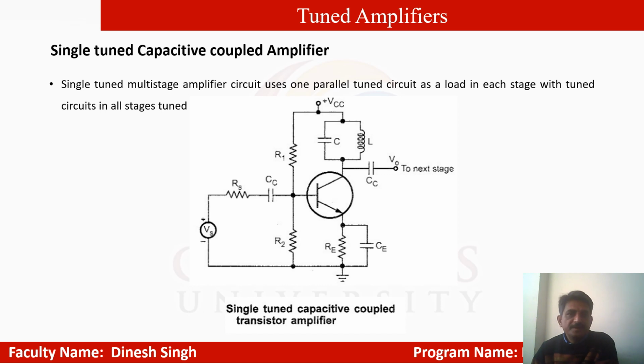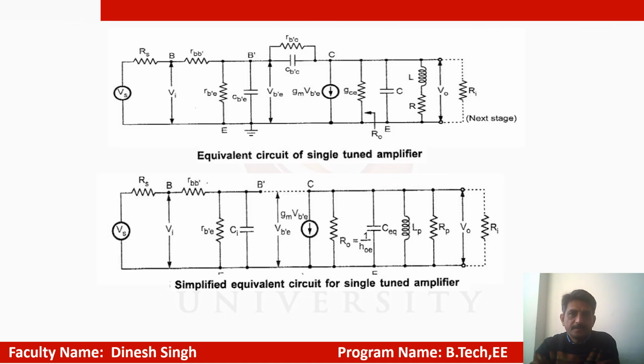So the single tuned multi-stage amplifier circuit uses one parallel tuned circuit as a load in each stage, with tuned circuits in all stages tuned. So here R1 and R2 are the biasing resistors. So here it is the tuned circuitry. So this is the equivalent circuit of the single tuned amplifier. You can see here the equivalent circuitry C_B'E, and this is C_B'C, R_B'C in parallel with the load. So this is being connected to the next stage.